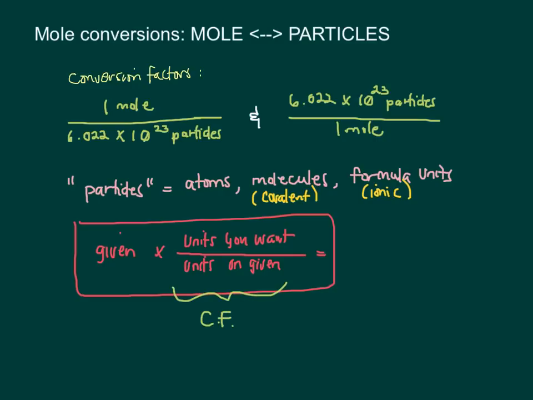Your conversion factor, you're going to set it up so that the unit on the given is on the bottom. So whatever unit was on your given is going to go on the bottom of your conversion factor. And the unit that the question's asking you to convert to, that's going to go on the top. And then you'll fill in the numbers.